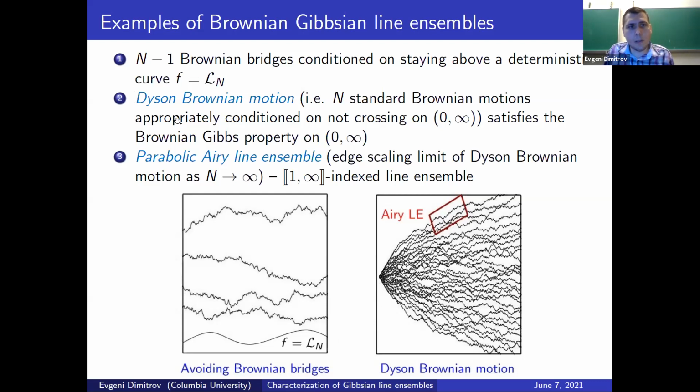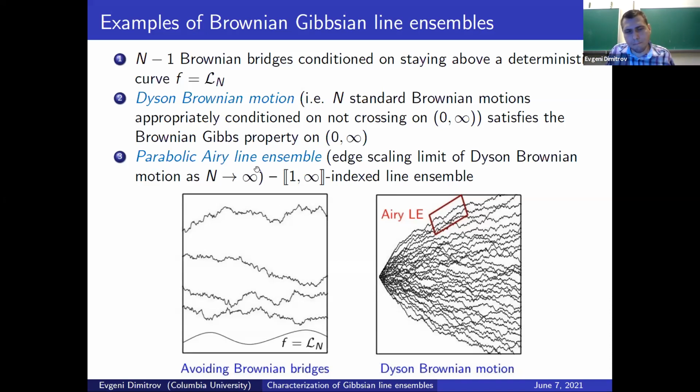Now, a more complicated example is given by Dyson Brownian motion. Dyson Brownian motion is just a collection of n standard Brownian motions that have been appropriately conditioned to avoid each other for all positive time. So all of them start at the origin, and then they evolve for positive time, and you need to condition appropriately on them never crossing. And this is also an example of a line ensemble that has this Gibbs property.